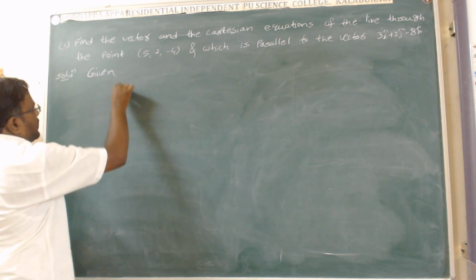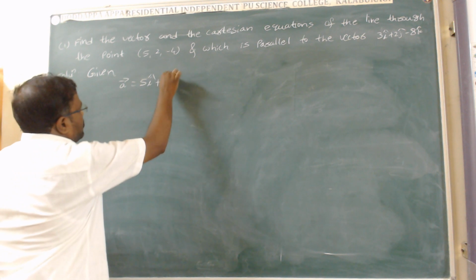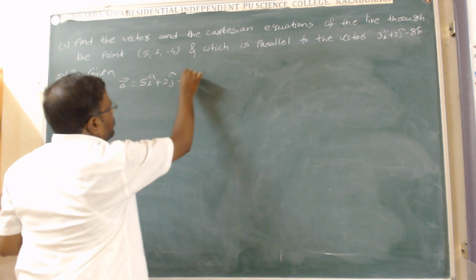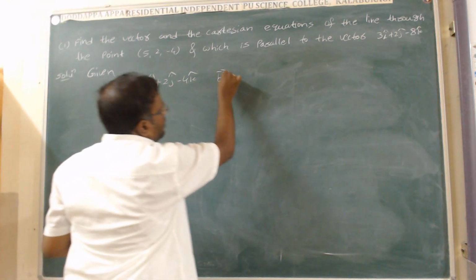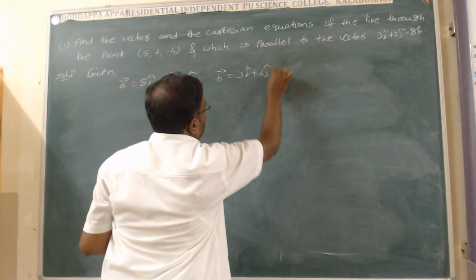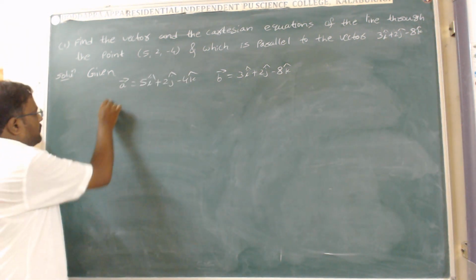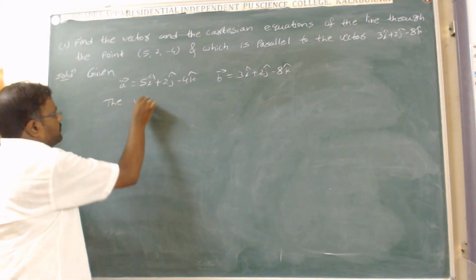Now write the given values first. Take vector a value: 5i plus 2j minus 4k. Next, take vector b value: 3i plus 2j minus 8k. Now you can find the vector equation.